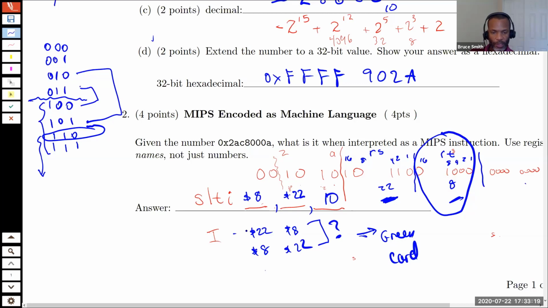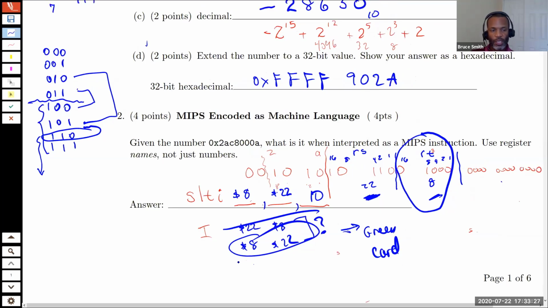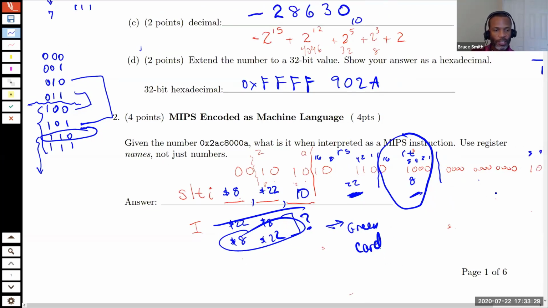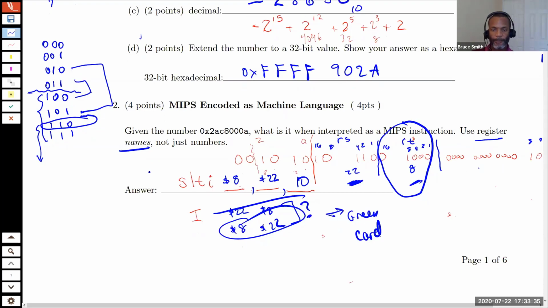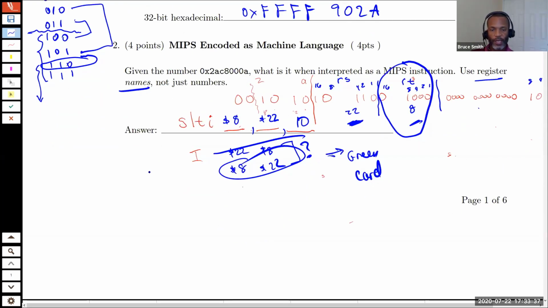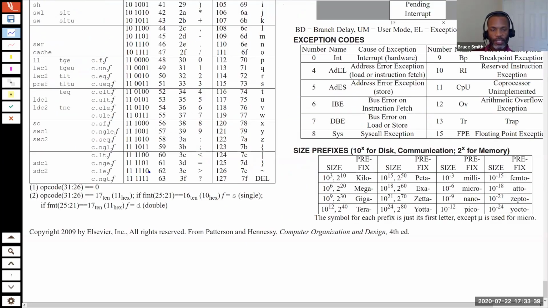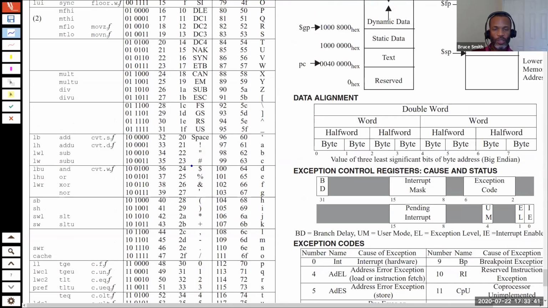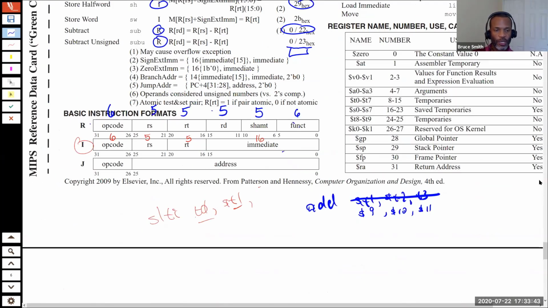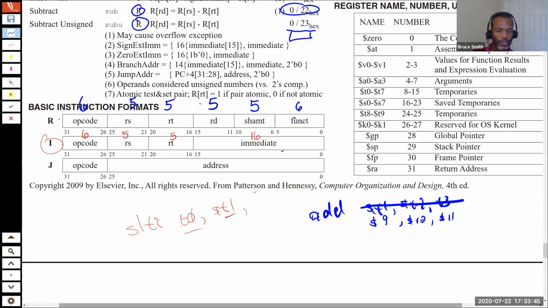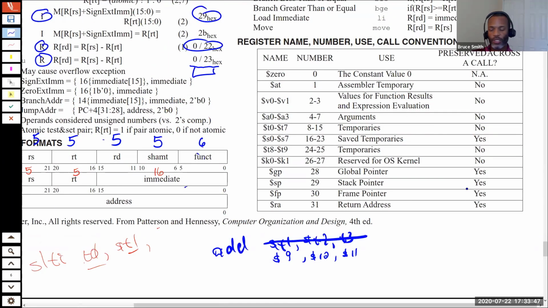So it's registers 8 and 22. And I think in this particular one, it asks that you use register names and not just the numbers. So if I go back and I want to figure out what 8 and 22, what those registers are, I have to go back to the green sheet.